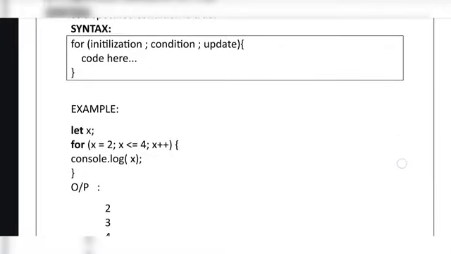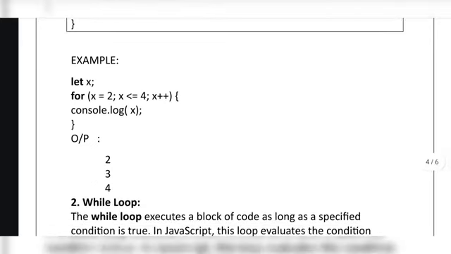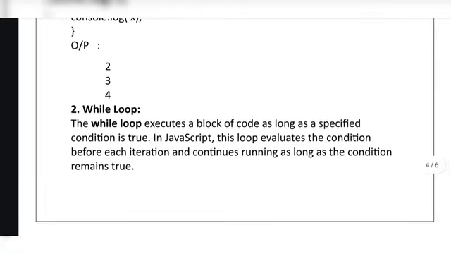For example, for the for loop: let x = 2; x <= 4; x++. Then console.log(x). The output starts from 2, 3, 4. This means x must be less than or equal to 4, so it must go up to 4. It starts from 2, then 2, 3, 4 is the for loop.